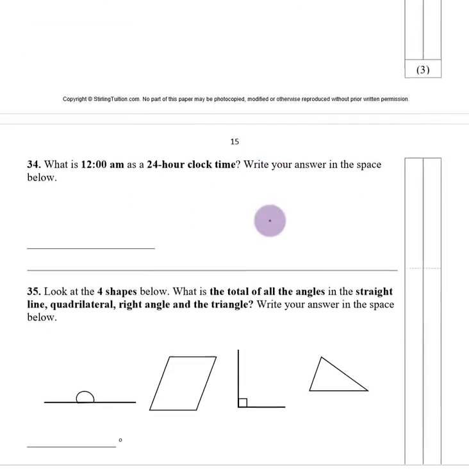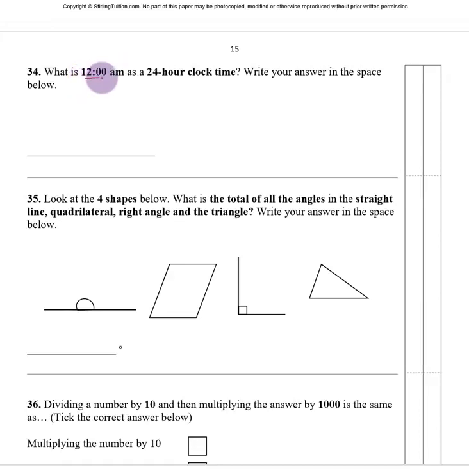Okay. Number 34. What is 12 a.m. as 24-hour clock time? This catches a lot of people out. So the answer here wouldn't be 24:00, but it would actually be 00:00. This is basically when the 24-hour clock starts again. So that would be our answer. And we don't need the AM or PM on this because it's 24-hour clock.